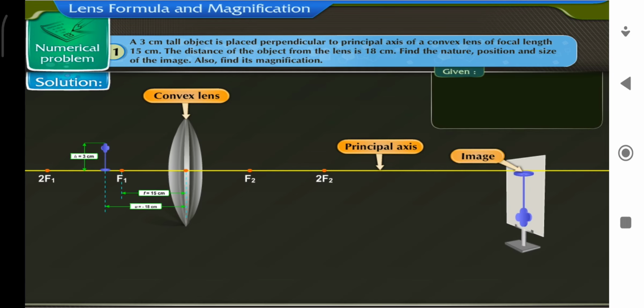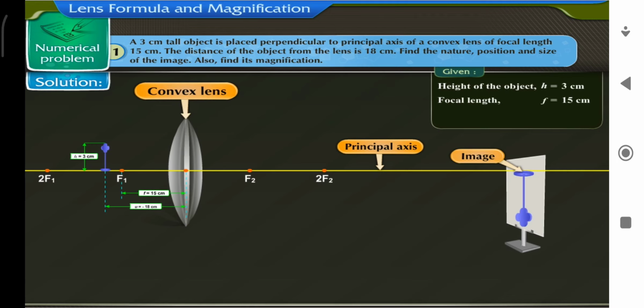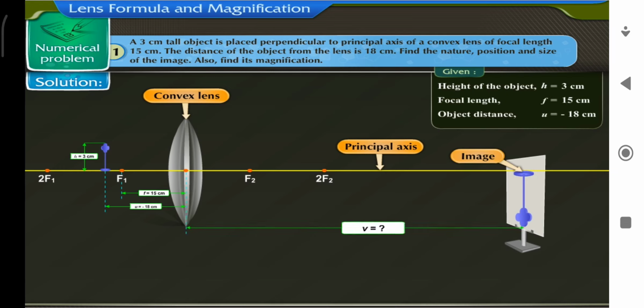Solution. Let us first write the given data. Height of the object, h, is equal to 3 cm. Focal length, f, is equal to 15 cm. The given lens is convex. Hence, the focal length is positive. Object distance u is equal to minus 18 cm. The negative sign is used as the object is placed on the left side of the lens. We want to find the image distance v and the size of the image h dash and its nature.